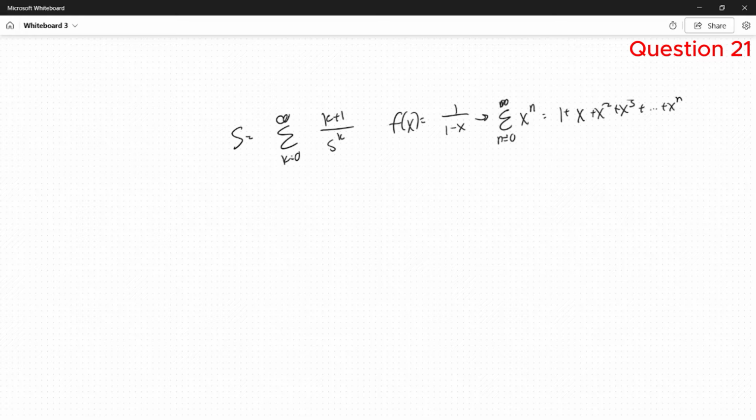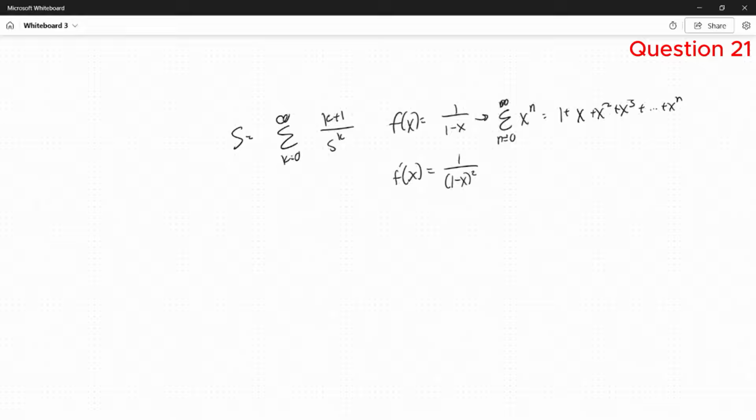Now, let's take the derivative of this. F prime of x is equal to 1 over 1 minus x squared. The chain rule says that the negative 1 from the negative x is brought out, and it cancels out the negative that would usually be there. The resulting series would be the derivative of pretty much every term within the series.